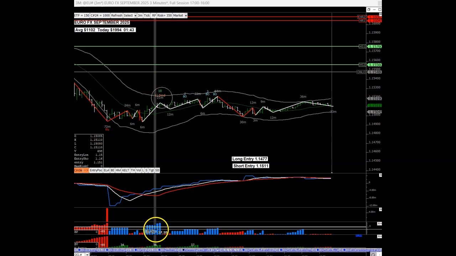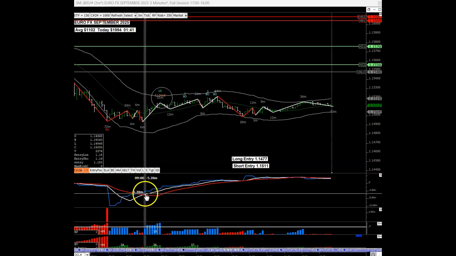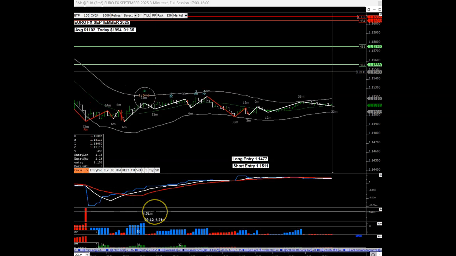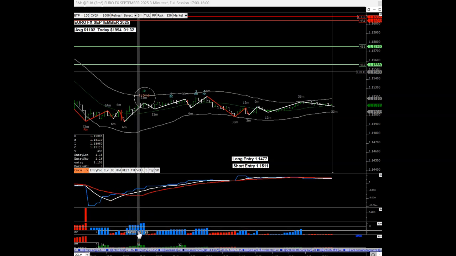So over here, the buying pressure came. You see that blue over white over red. This is bullish. And then there was biggest price in 10 waves and biggest volume in 36.